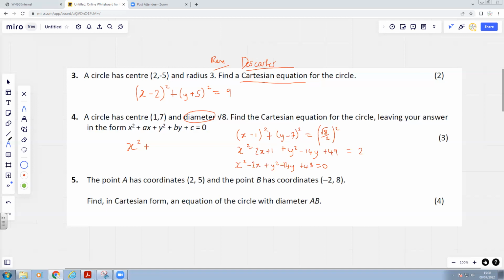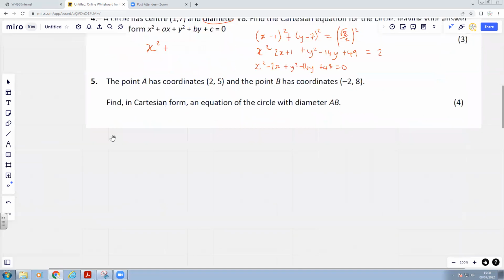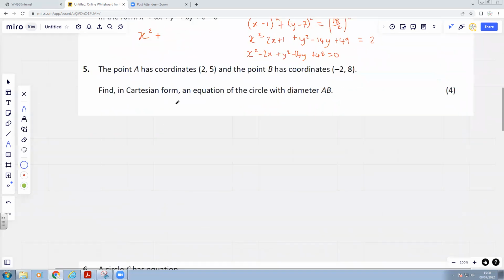Now, number 5. And I reckon you'd probably be all right in these. I'm probably telling nobody the answer here because I reckon you've probably got these right. The point A is coordinates 2, 5. Point B is coordinates this. Find the equation of the circle. And these are diameter. So we need the midpoint, because the midpoint will be the middle of the circle. The midpoint is 0, 6.5 or 13 over 2.